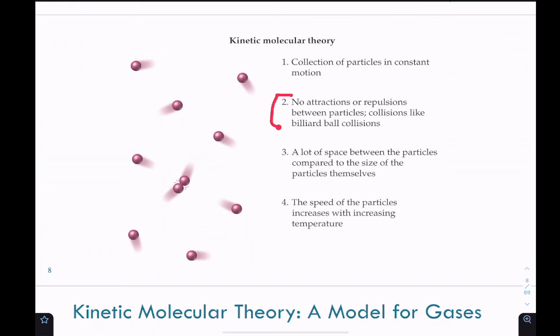The second is that the particles that make up the gas have no attractions or repulsions between them. Collisions are like billiard ball collisions, or like super bouncy balls. Right? They bounce off, they don't lose any energy when they collide, and they bounce off at perfect right angles without slowing down.